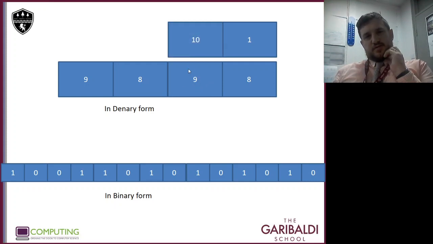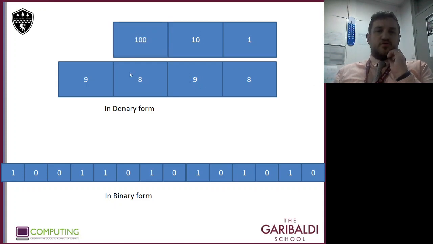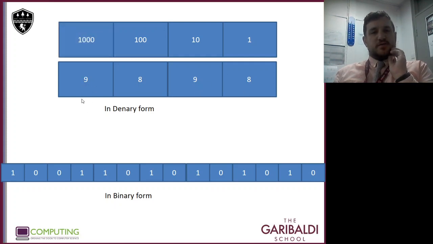If we just imagine these two aren't here currently, we've got the number 98. So our tens column. We've then got our hundreds column. So if we add this in, we've now got 898. And then in our final column, we've got our thousands. So we've got 9,898.